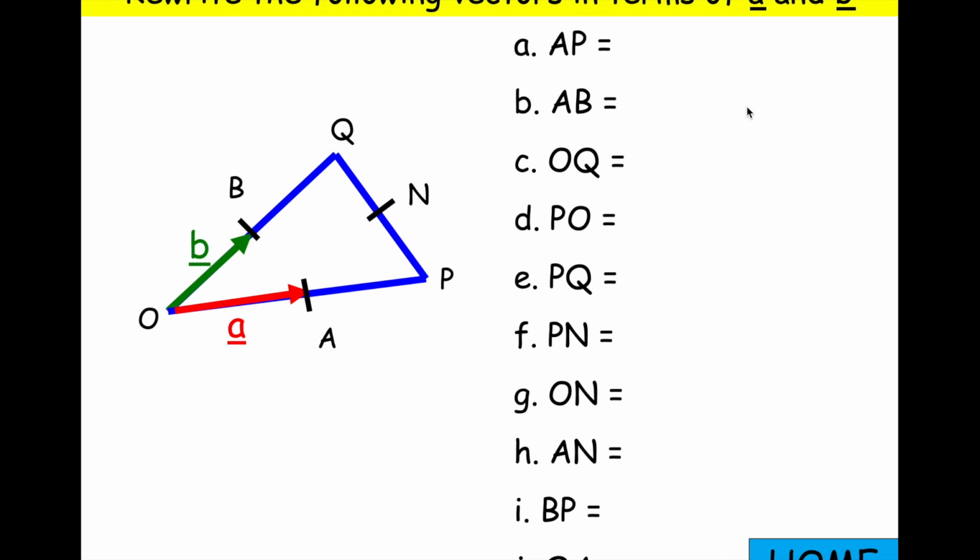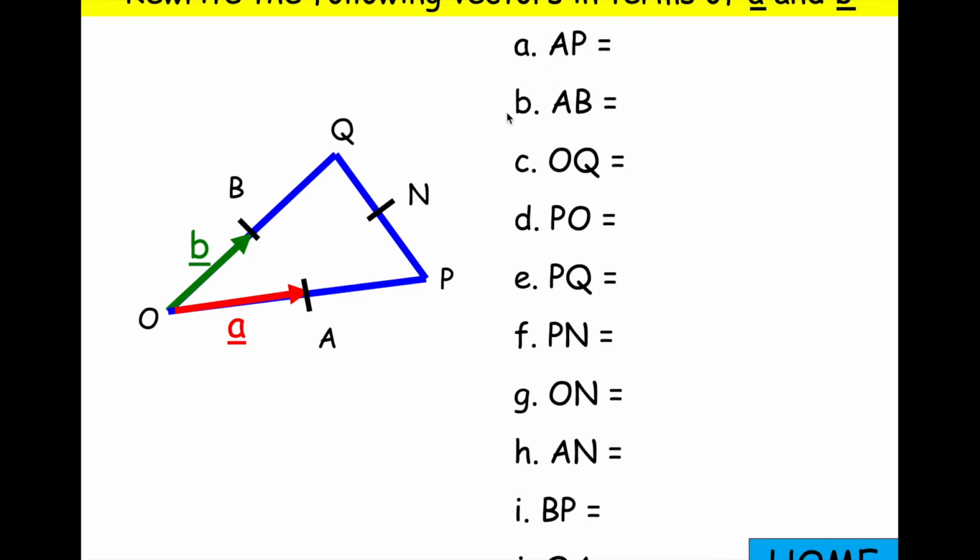Right. Now this is a bit challenging. Let's take a look. The instruction is similar to the previous two examples. You are asked to rewrite the following vectors in terms of A and B, or in terms of vector A and vector B. This means that your answer must consist of vector A and vector B.